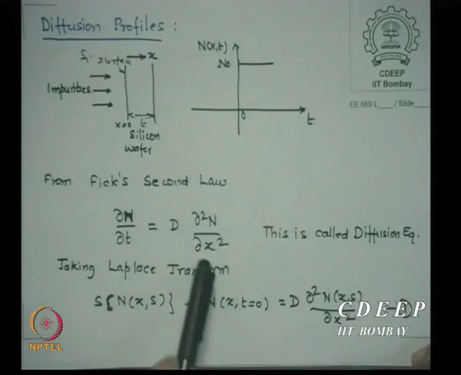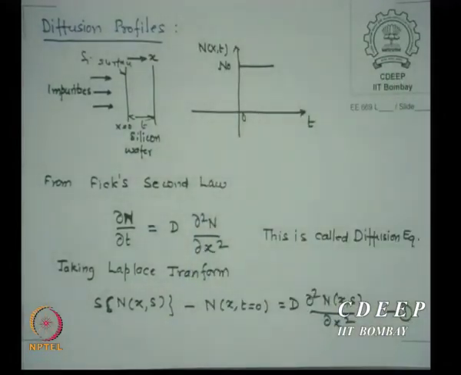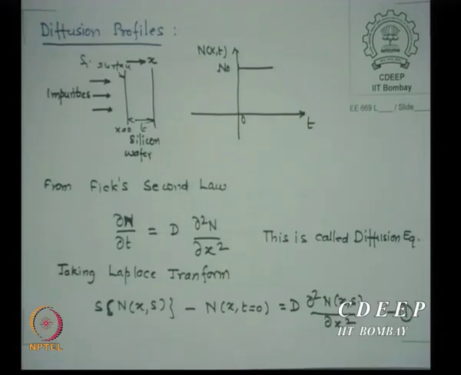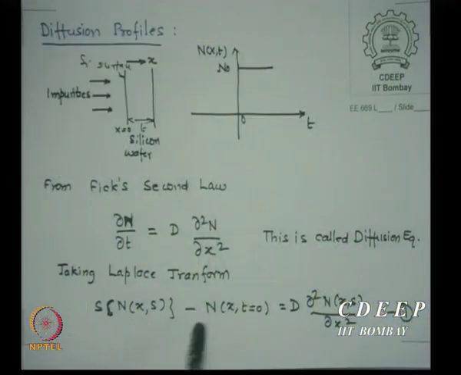dN by dt is D d2N by dx2, this is our diffusion equation we just wrote, Fick's second law. This is a condition I am putting because I need to solve, so initial condition I will create. I take a Laplace transform, I hope 99.9999 percent of people know Laplace transforms, if not read it. At least communication people, if they don't know Laplace transform, Fourier transform, they will not be in communication. Of course this is trivial math, any network person must know it. sN(x,s) minus the initial condition N(x,t=0) is equal to D times d2N(x,s) upon dx square. This is the Laplace transform of the diffusion equation.